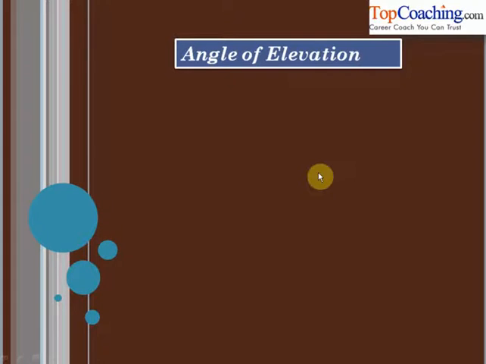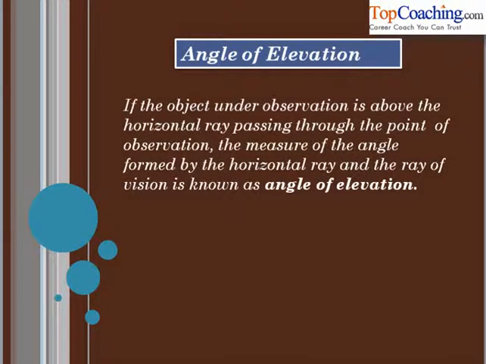Now let's see what is angle of elevation. If the object under observation is above the horizontal ray passing through the point of observation, the measure of angle formed by the horizontal ray and the ray of vision is known as the angle of elevation. If one is viewing an object that is above the horizontal ray passing through the point of observation, then the measure of angle formed by the horizontal ray and the ray of vision is known as angle of elevation.